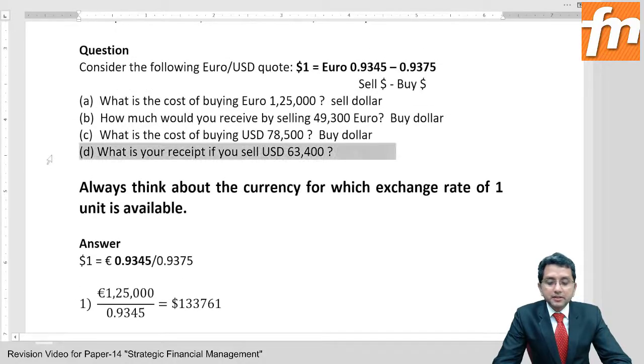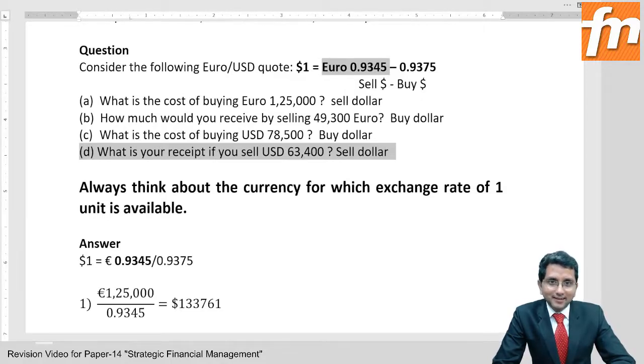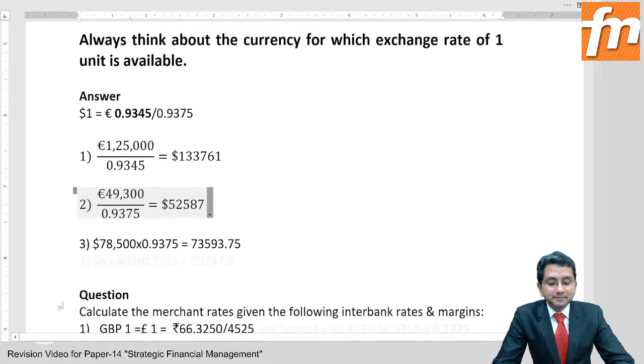And now look at this. What is your receipt if you sell US dollar? Sell dollars, okay, I'll sell dollar. But I'll be able to sell dollars at the lower rate of 0.9345. Now multiply or divide. See, $63,400 are there. And the rate is also for $1. So I need to multiply by the rate. 59,247.3 euros.